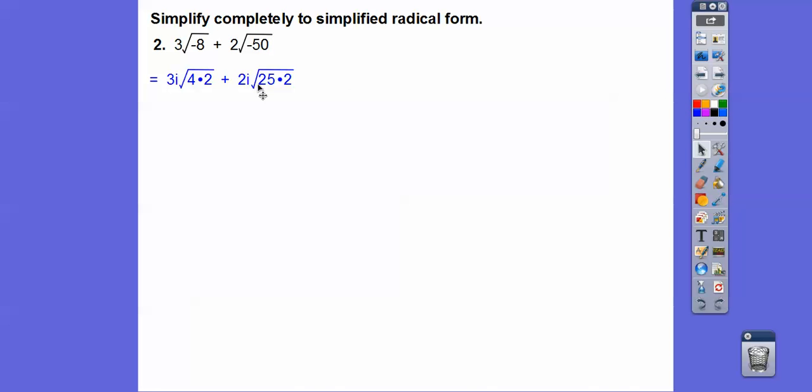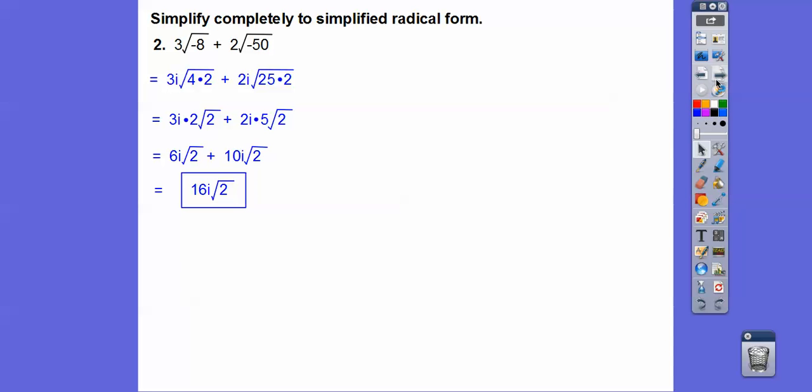And then notice I changed 8 to 4 times 2, 50 to 25 times 2, and these are perfect squares. The square root of 4 is 2, square root of 25 is 5. So there they are. They get pulled out right there. So this becomes 6i. This is 10i, and we can add those because they both have an i, and they both have a root 2, so we have 16i root 2.